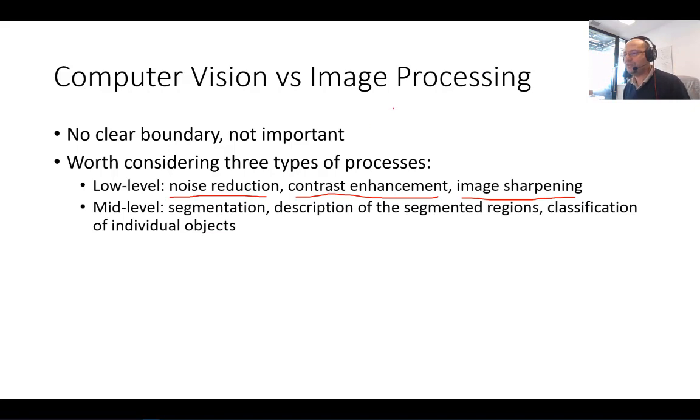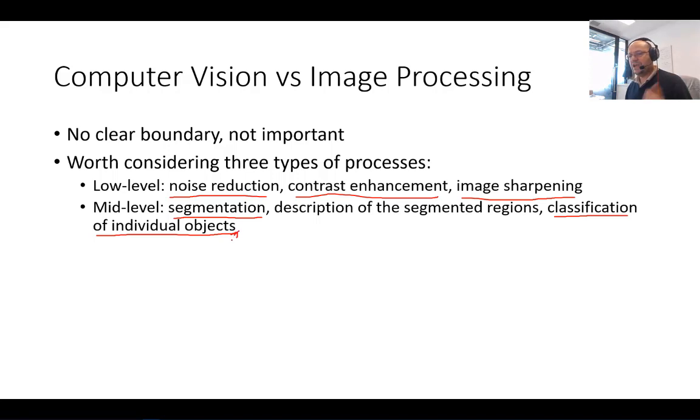There's also the mid-level processing. That is where we apply functions for segmentation. When we want to segment a portion of an image, so I want to extract every red strawberry from the background of green leaves. That's one of the examples that we're going to use in this lecture. And also description of the segmented images. You can use these algorithms to extract attributes of the segmented regions, or also for the classification of individual objects.